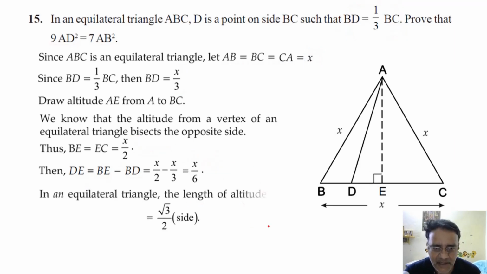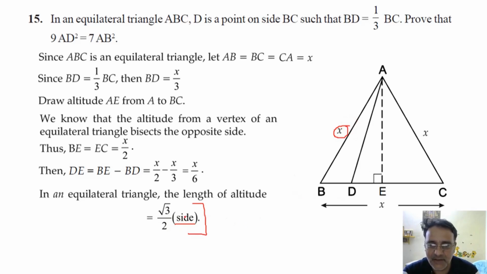So DE मिल गया. अब equilateral triangle में हम लोग के पास एक formula है. The length of altitude is root 3 upon 2 into a, that is root 3 upon 2 into side. And side we already took x.